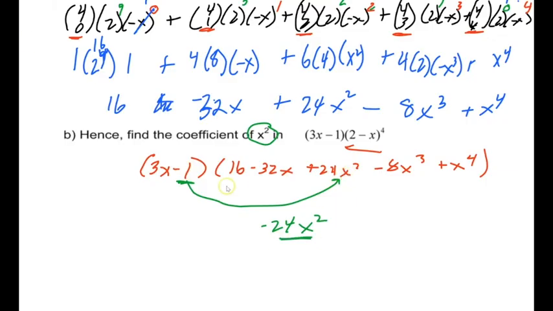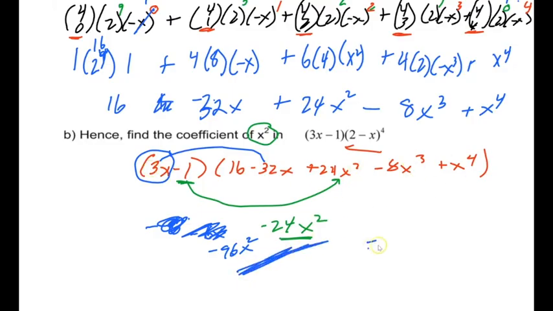Yet though, I got to multiply 3x by all of these. 3x times negative 32x, when I multiply those two, I'm going to get an x squared. I'm going to get negative 96x squared minus 24x squared. That's all I care about, because if I multiply 3x by anything else, I'm going to get x cubed, x to the 4th. It's just these two. Add them up.